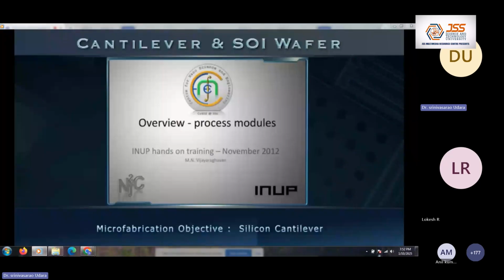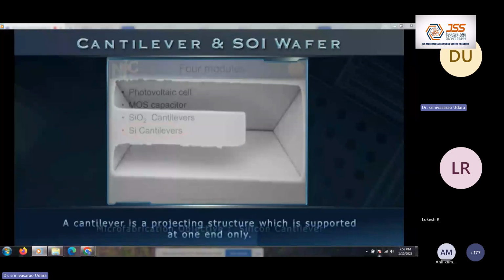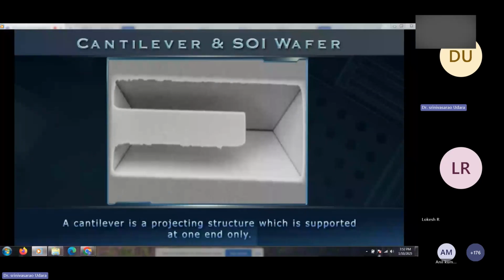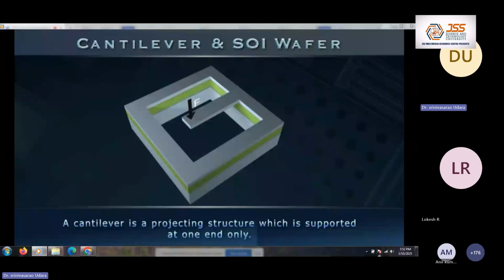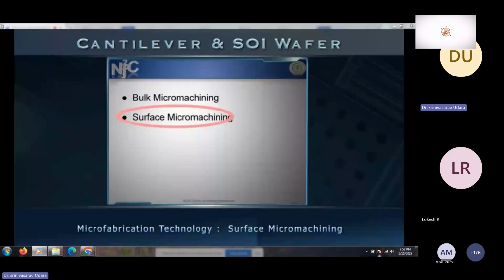At the outset, let's define the object our team will fabricate, namely a MEMS cantilever. A cantilever is a projecting structure, such as a beam, which is supported at one end only. It may carry a load at the free tip or along its length. Next, let's identify the broad microfabrication technology we shall employ, which is surface micromachining.